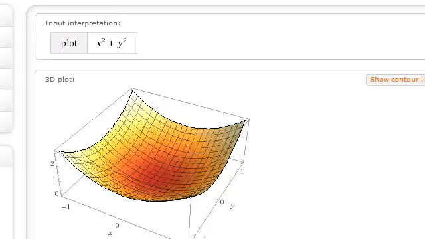The graph of this function looks like a bowl right here in the middle, where x is equal to 0 and y is equal to 0. The function takes the value 0, and we see that this particular point is the minimum of the function. This is not only a local but a global minimum of the function, which follows because x squared and y squared can never be negative.